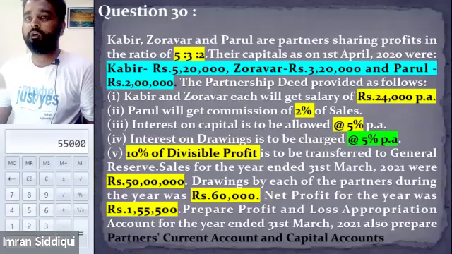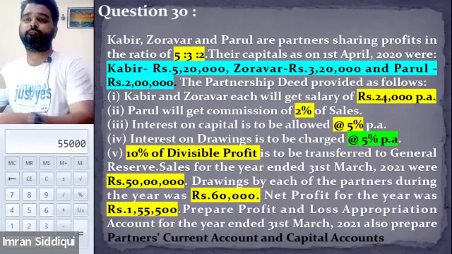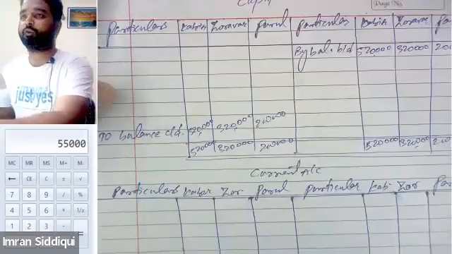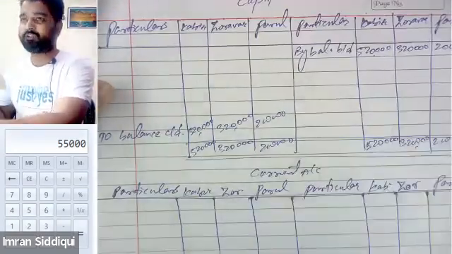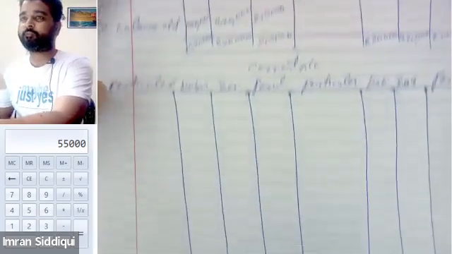Okay, coming back to the question. We have only one item to be recorded in the capital account. Now let's talk about the current account.